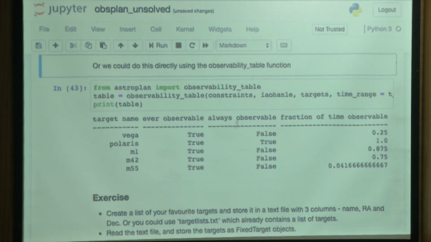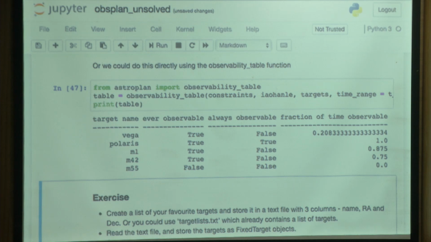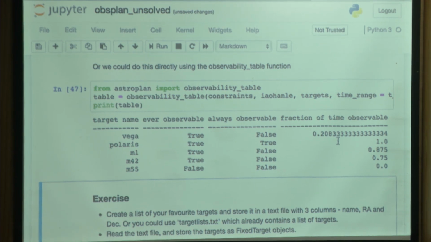But an easier way to do this is to use the observability table, which is already inbuilt in Astroplan. So all you have to do is feed in your constraints, the observatory location, the target lists and a time range, and you can directly print out this table using the observability table. Another neat feature is that the last column is the fraction of time observable. So what fraction of the night is the source actually going to be observable from your observatory?